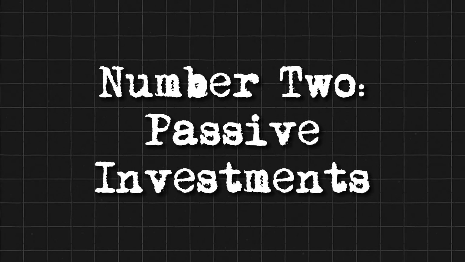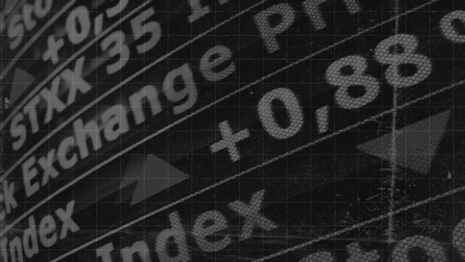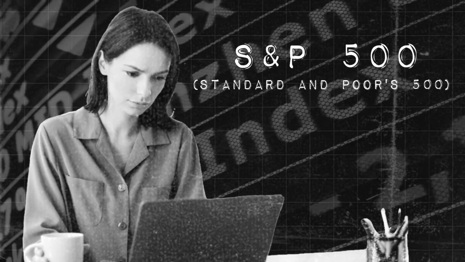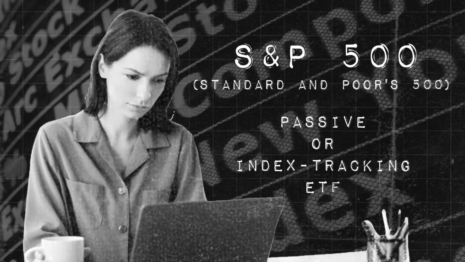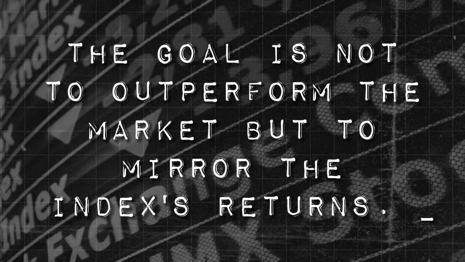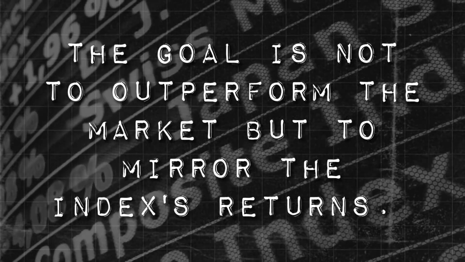2, passive investment. Many ETFs aim to replicate the performance of a specific index, like the S&P 500. These are known as passive or index tracking ETFs. The goal is not to outperform the market, but to mirror the index's returns.